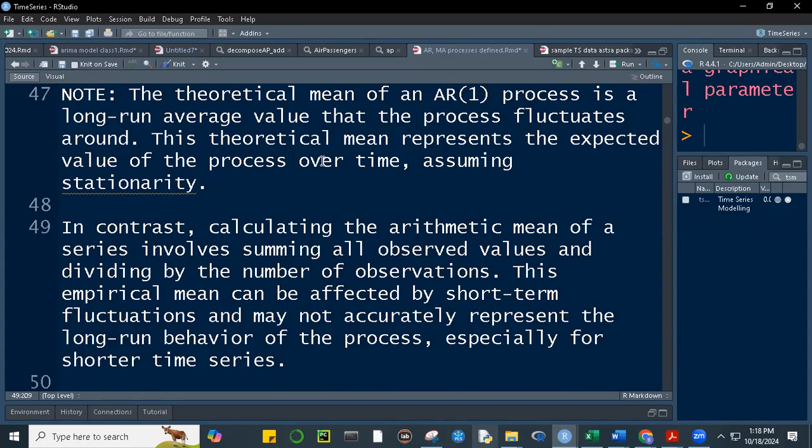Because the empirical mean, class, is affected by short-term fluctuations. But the theoretical mean, class, we're taking a look at it from a long-term perspective. So it's not affected so much by short-term fluctuations because you're looking at this on the long term. Long-run behavior.